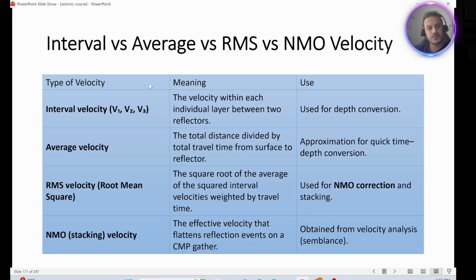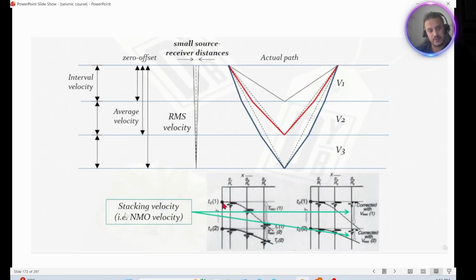So there are types of velocity. This is interval velocity, average velocity, RMS velocity, and NMO velocity. This is stacking velocity. The interval velocity is the velocity between two reflections. We have the average velocity: the total distance for all the layers divided by the total time for all the layers. We have the RMS velocity, that's the root mean square velocity.